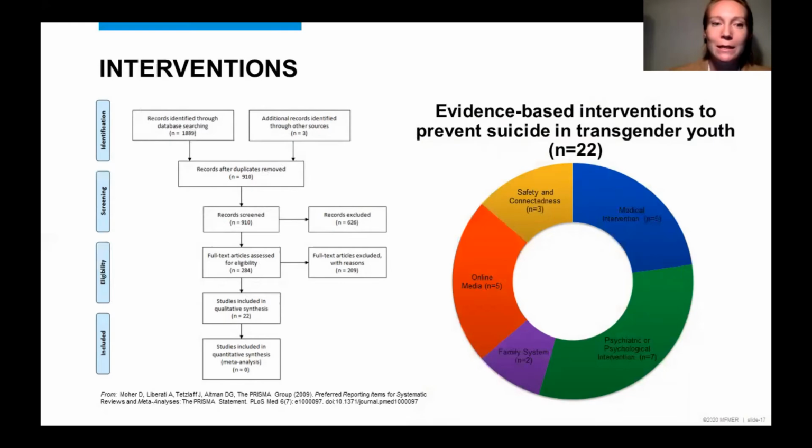So we started out, our research librarian collected 1,889 articles. Those were sifted through and duplicates were removed. We ended up with 910 articles that we screened through. Of these in the screening process, 626 were excluded. And then we ultimately, I'll go down, we included 22 studies in this information that I'm going to present next.